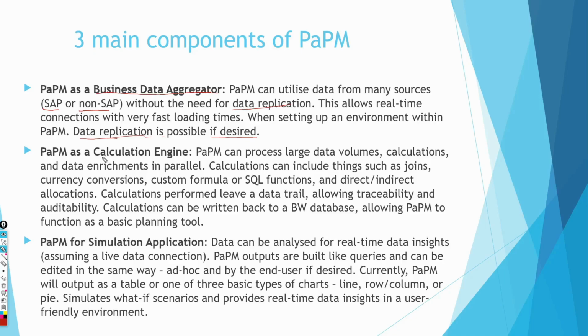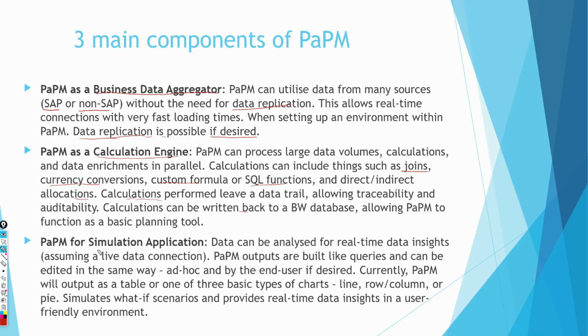Second, it can act as a calculation engine. It can do very complex calculations for large volumes of data. So PAPM can process large data volume, calculation, and data enrichment in parallel. Calculation can include such things as joins, currency conversion, custom formulas, SQL functions, direct and indirect allocations. Calculations performed leave a data trail, allowing traceability and accountability. So at each step you can check how the calculation is happening step by step. And calculation can be written back to a BW database, allowing PAPM to act as a basic planning tool. So PAPM can act as a planning tool also. We can write back data to a BW database also.